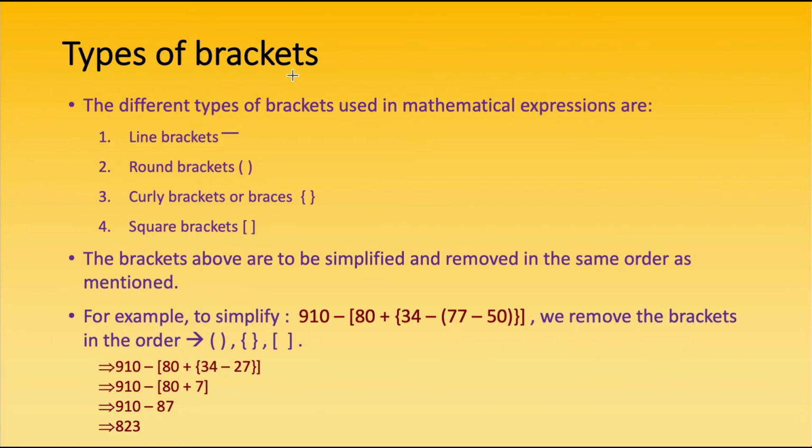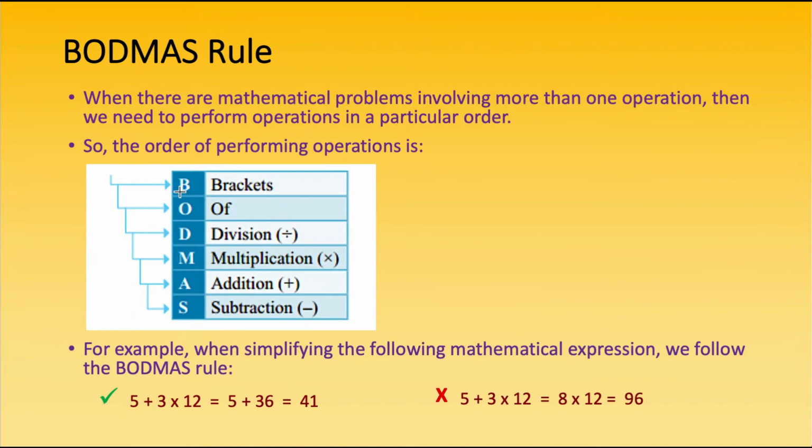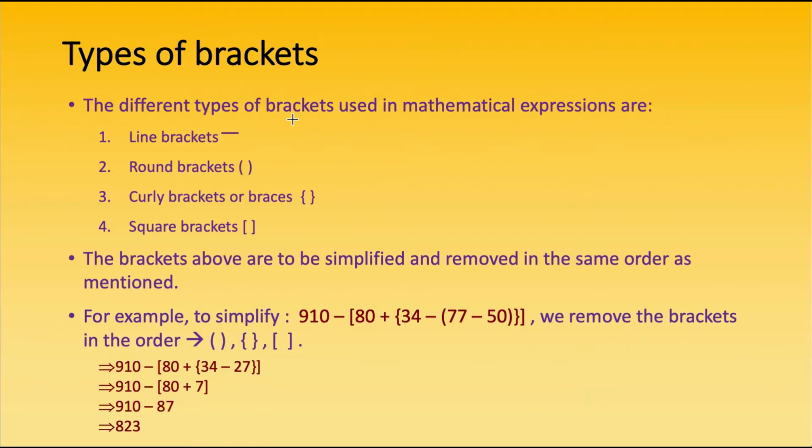Types of brackets. Now students, over here we have the first term in BODMAS rule, brackets, right? So brackets must be given importance first, even before the mathematical operations, right? So over here the different types of brackets which are used in mathematical expressions are line brackets, round brackets, curly brackets or braces, square brackets. Now students, the brackets above are to be simplified and removed in the same order as mentioned. So here line brackets should be given importance first. If they are present in the mathematical expression then round brackets, then curly brackets and then square brackets, right?